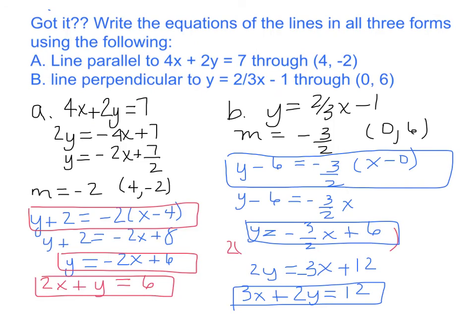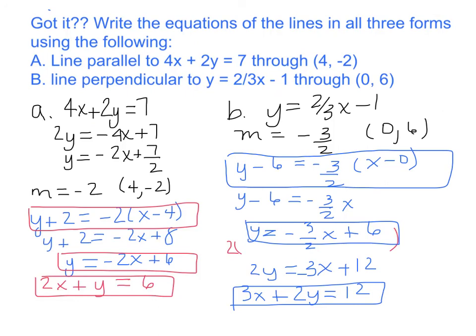So for A, I don't know if anyone noticed, but it was hard to see the slope in the form they gave us because they gave it to us in standard form. And the disadvantage of standard form is you can't really see the slope. But if you got y by itself and put it in slope-intercept form, then you would have noticed that the slope was negative 2. Since they said parallel, we needed the same exact slope. And they gave us the point. So first I did point slope, and then I converted it to slope-intercept, and then I went to standard form.